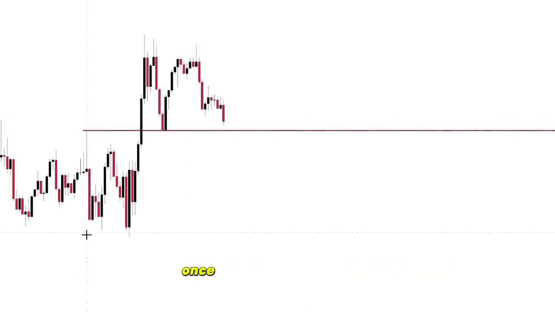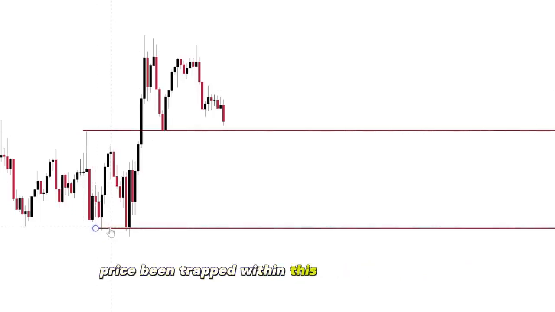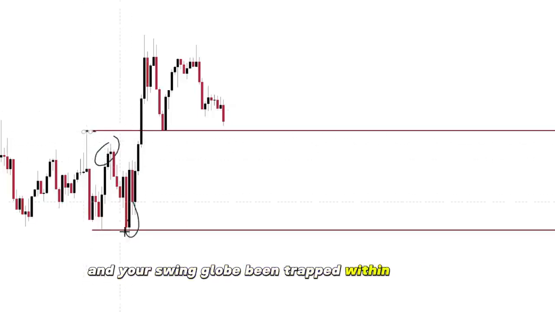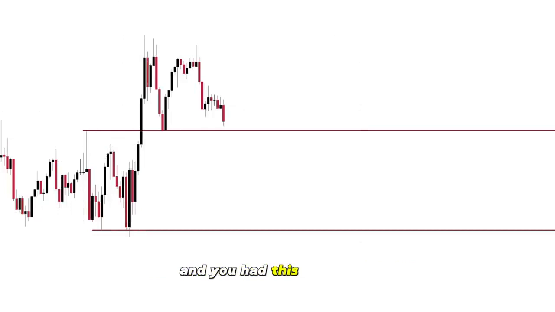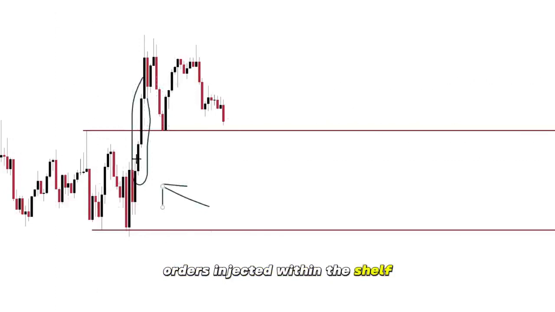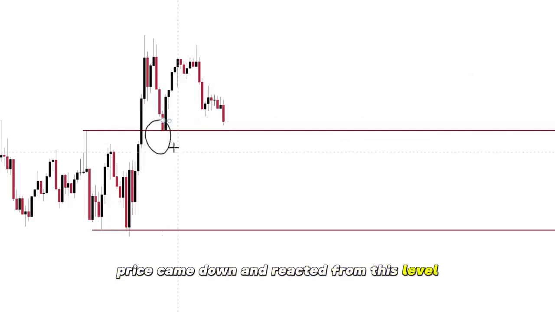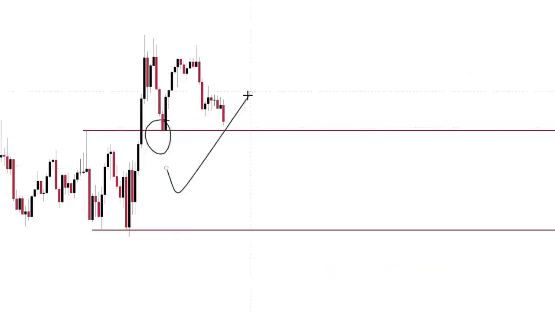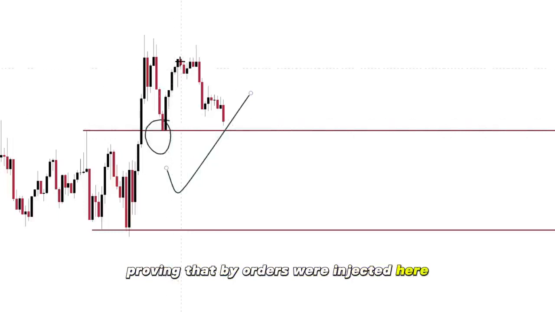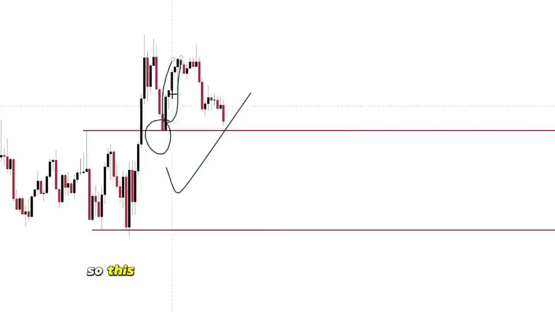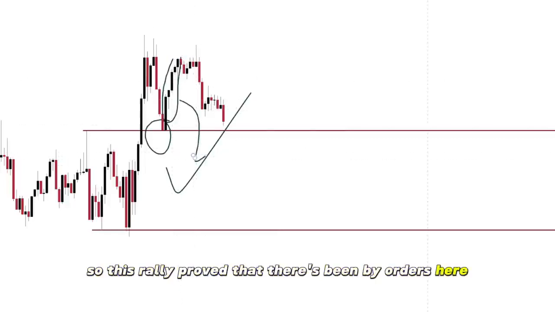First thing you want to do is locate your shelf. Once you locate your shelf, price has been trapped within this range for two swings. So your swing high here and your swing low have been trapped within this range. And you had this expansion. This expansion proves that there have been buy orders injected within this shelf, within this base. So now that you know that, price came down and reacted from this level, reacted from our shelf, proving that buy orders were injected here, and the buying power was shown right here in this interaction. So this rally proved that there have been buy orders here.